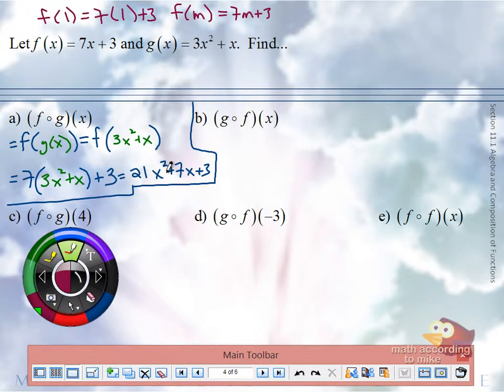Part B, by definition, this is g of f of x. So now, by saying g circle f, g is on the outside, f is on the inside. So working inside out, what is our f of x? 7x plus 3.